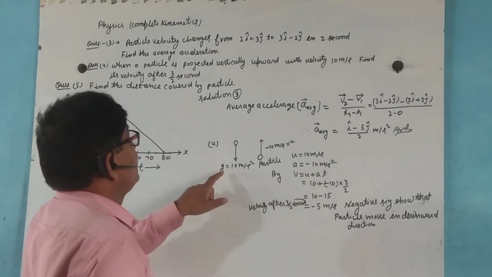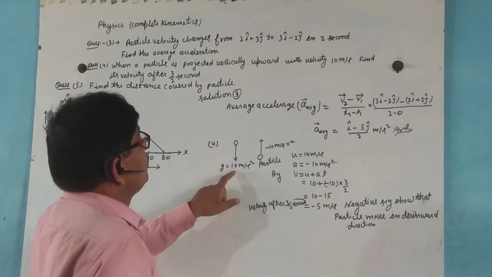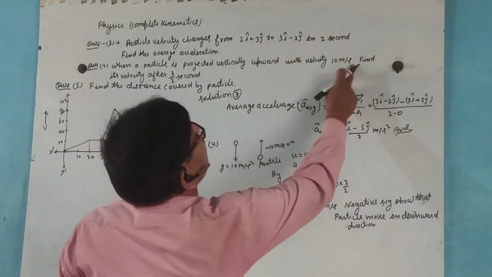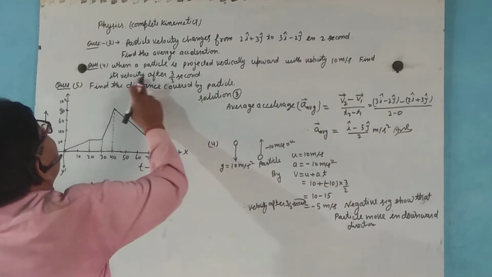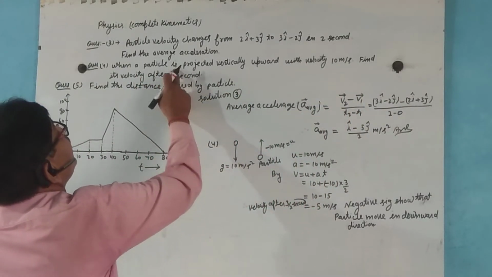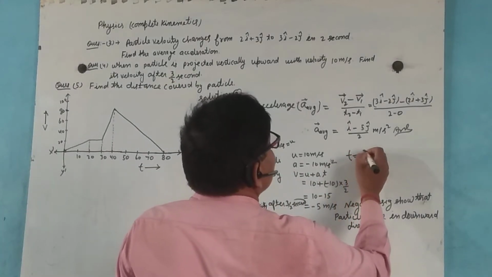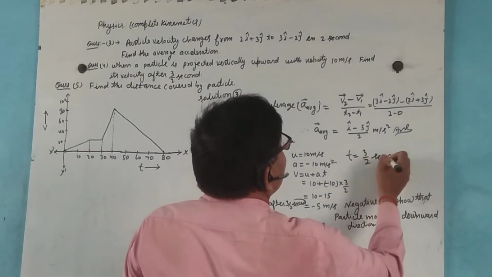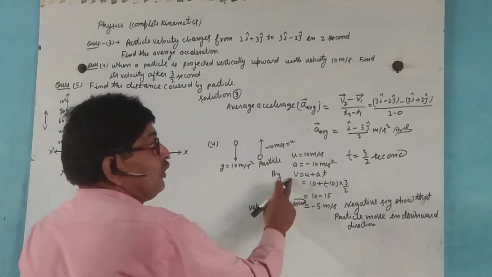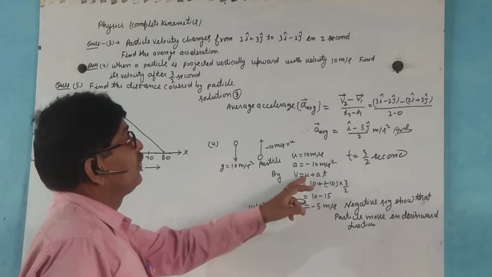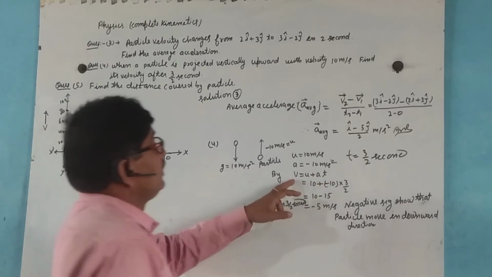Here in this case g is used, and we have to find its velocity after 3 by 2 seconds. T is equal to 3 by 2 seconds. Now we know the first equation of motion, v is equal to u plus at.